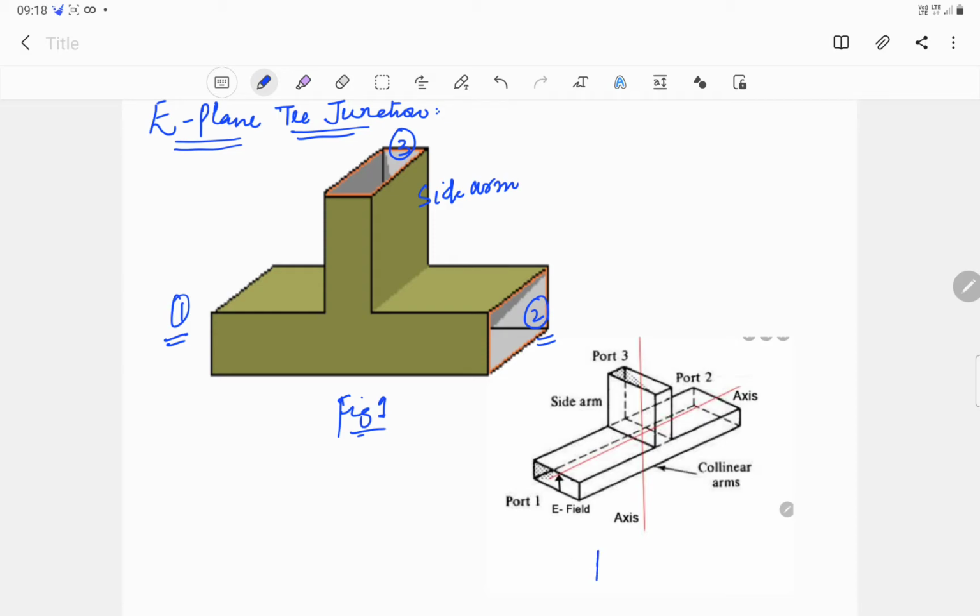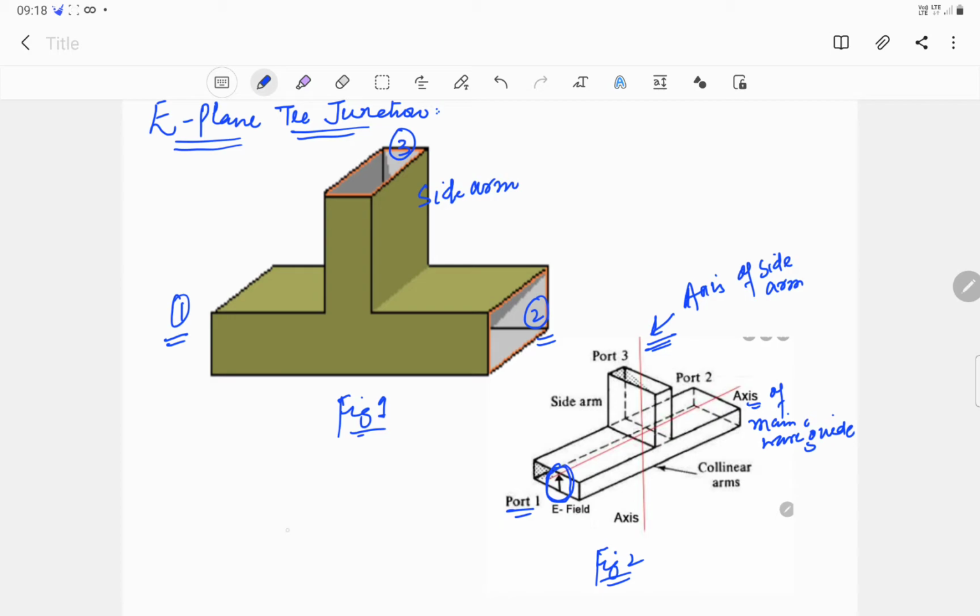Now from figure 2 we can see that this is the axis of the side arm, and this is basically the axis of the main waveguide. See, this is called E-plane T because the direction of electric field, as we can see from port 1, the direction of electric field is along the axis of the side arm.